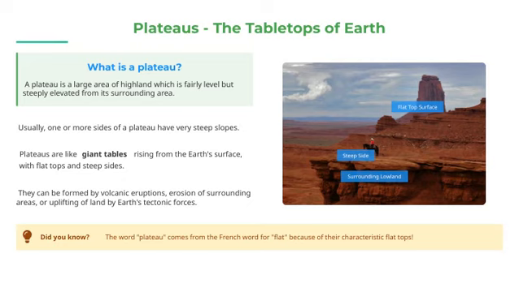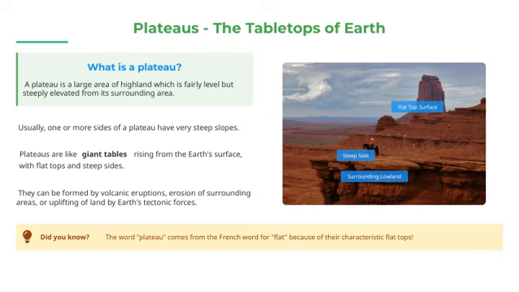Let's talk about plateaus, which are often called the tabletops of the Earth. So, what exactly is a plateau? Well, a plateau is a large area of highland that is fairly level on top, but rises steeply from the surrounding landscape. Usually, at least one side of a plateau features very steep slopes, making it quite dramatic in appearance. Think of a giant table rising from the Earth's surface, flat on top but with steep sides.